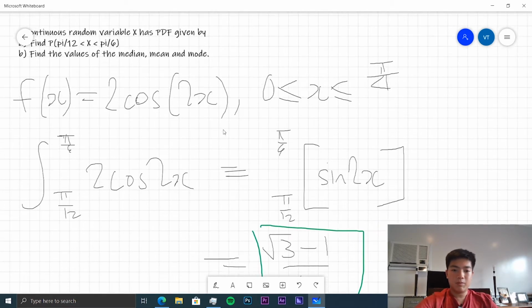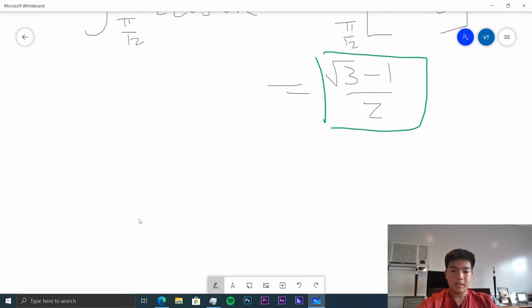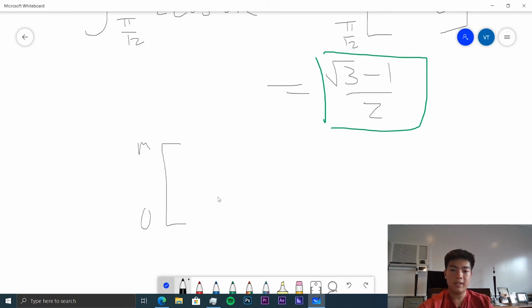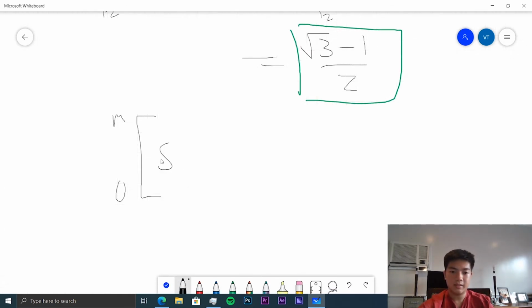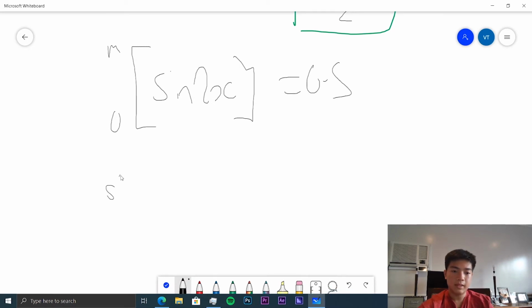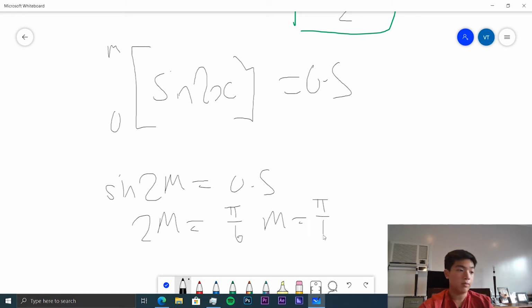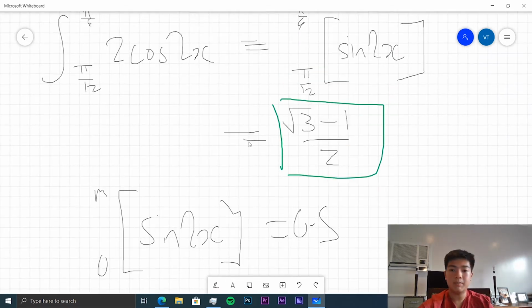The median will be when, between 0 and m, we've already integrated it, so it's just sine 2m is equal to 0.5. So 2m is equal to pi over 6. m is equal to pi over 12. So the median is at pi over 12.